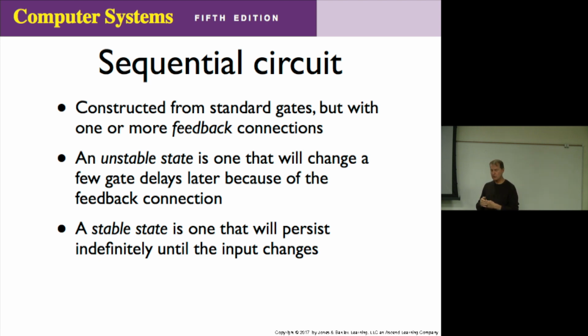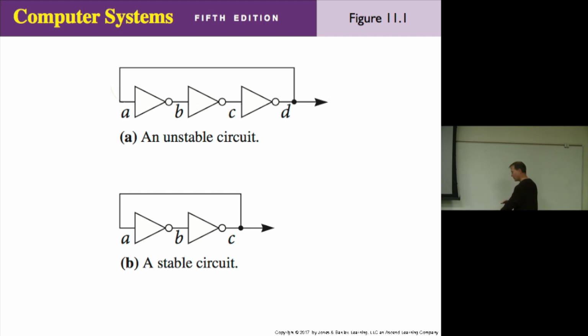So a sequential circuit is constructed from standard gates, but with one or more feedback connections. Now, there's two things that can happen when you have a feedback connection. If you take a wire and you put it back to one that's earlier on in the sequence, you can either produce an unstable state, which changes rapidly and never settles down, or you can have a stable state, in which case it will eventually settle down and have just one value. We can illustrate this with figure 11.1.